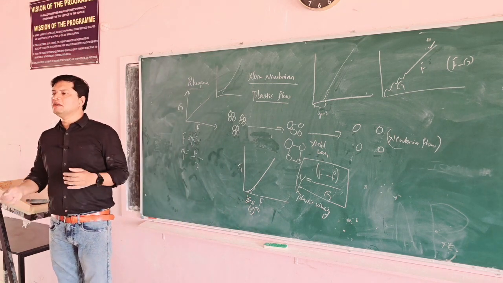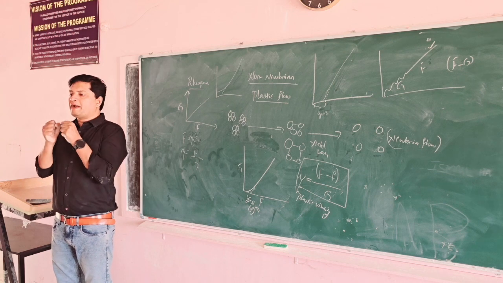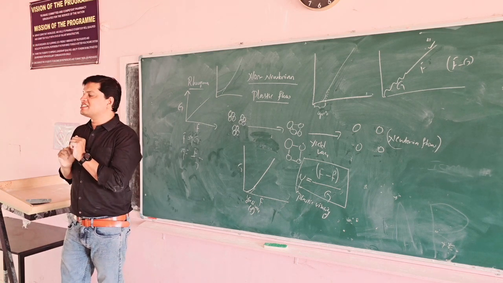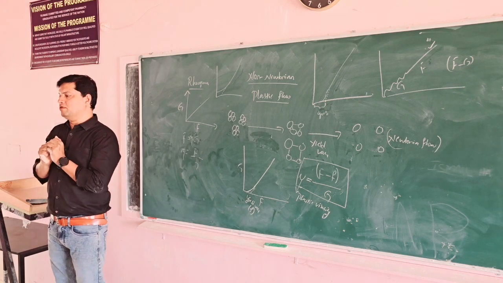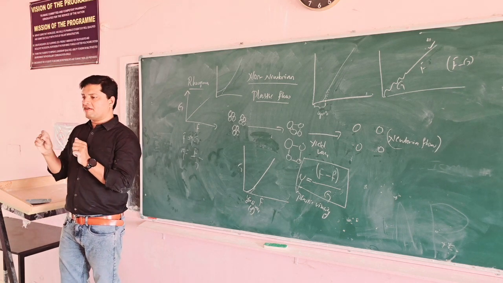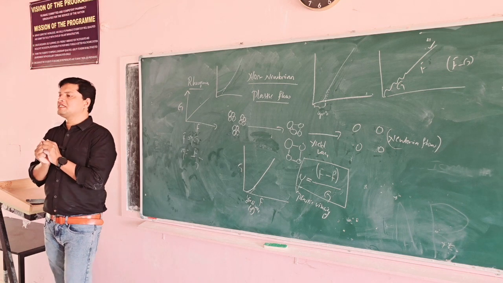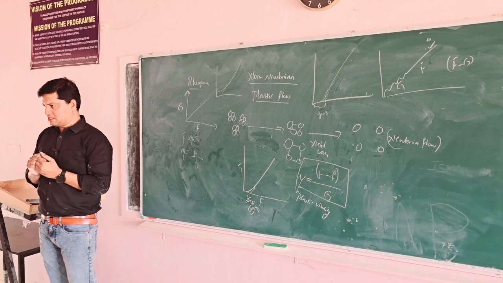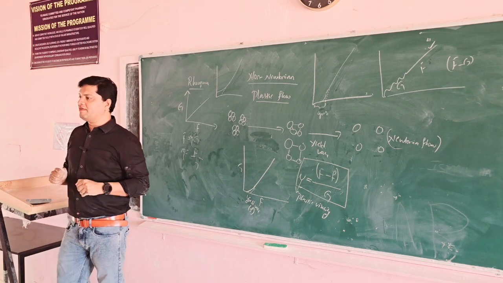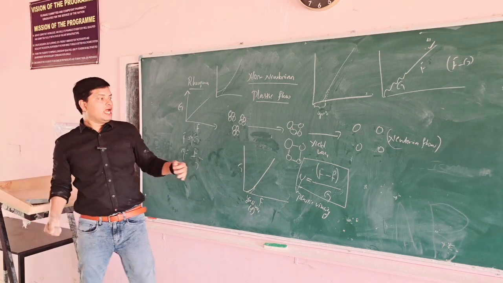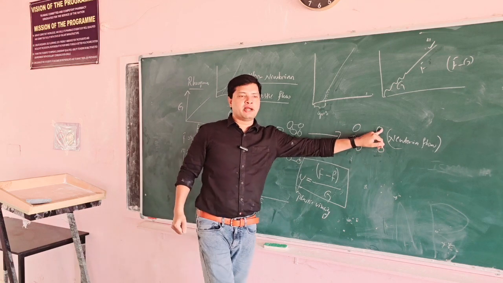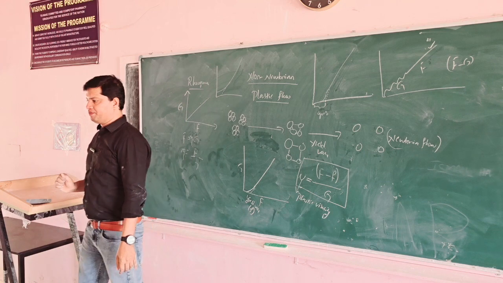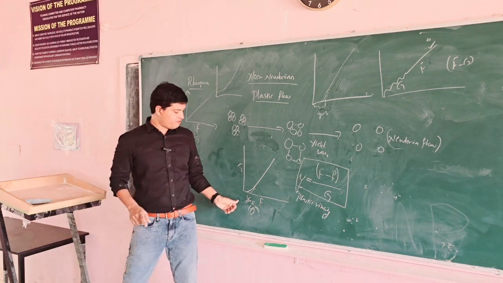What is the mechanism? When shear stress is applied, the particles are attracted towards each other, they won't flow. When shear stress reaches the yield value, there you write the definition of yield value. Yield value is defined as the shear stress required to break the attraction between the particles. When shear stress reaches the yield value, particles will break apart and behave as individual particles and follow Newtonian flow.